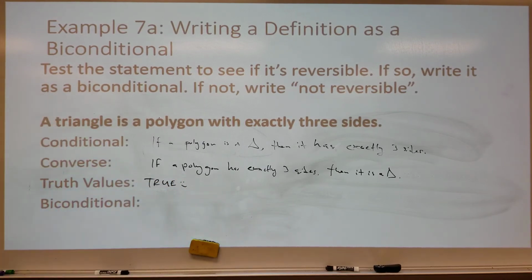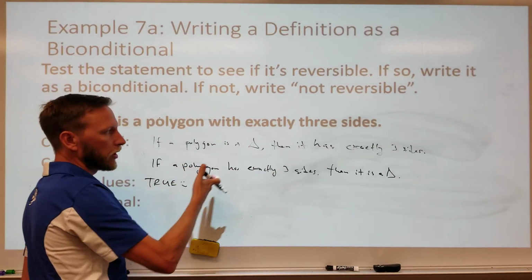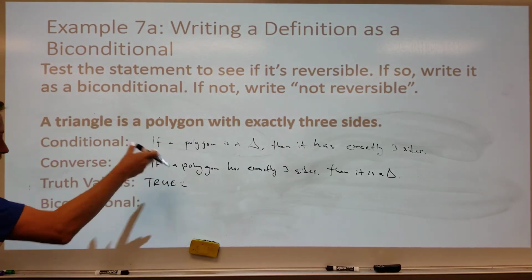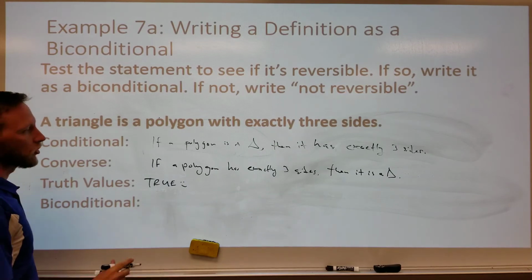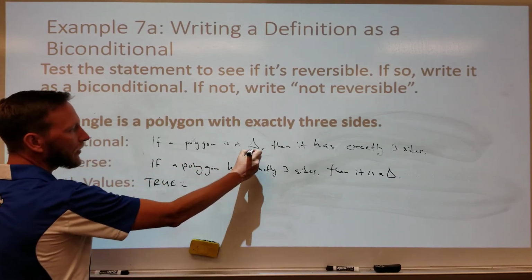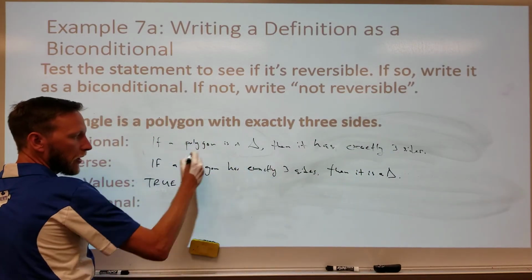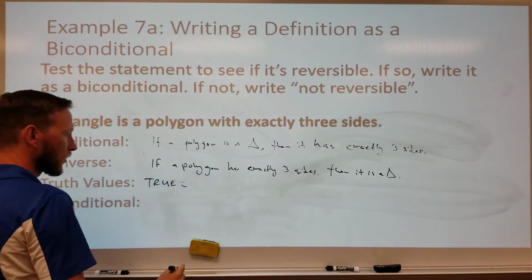All right? I don't know of any other polygons that have 3 sides that are not triangles, right? And I don't know of any triangles that don't have exactly 3 sides. So we don't have any counterexample that can render either of these statements false. So these statements are true. A biconditional would be to take this hypothesis if and only if that conclusion, or this hypothesis if and only if that conclusion. All right?